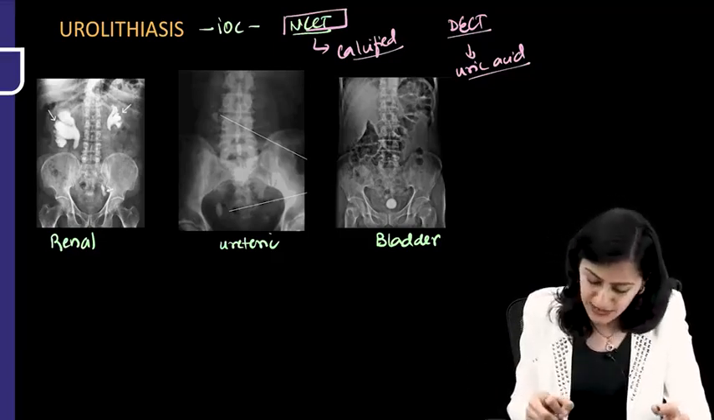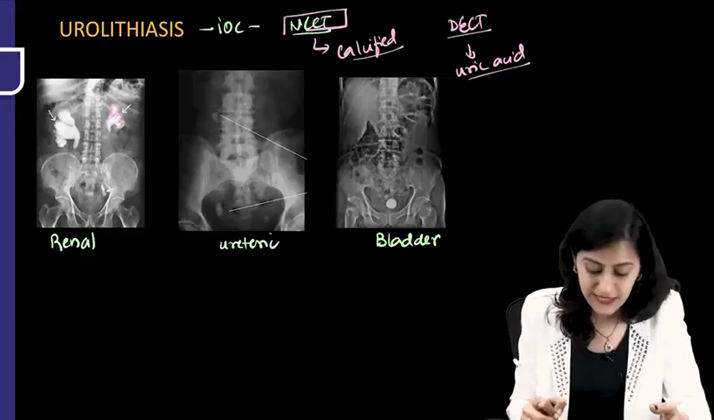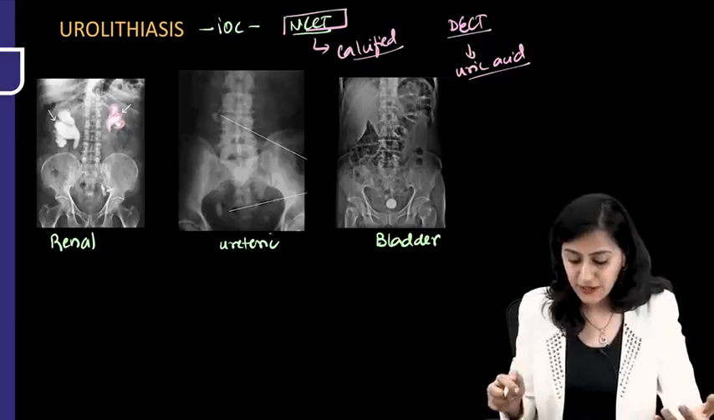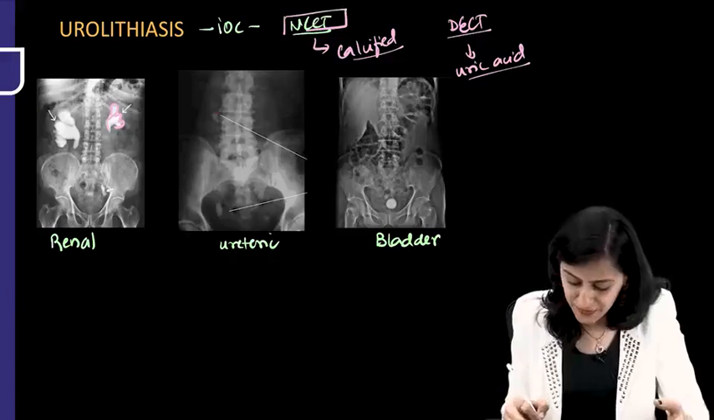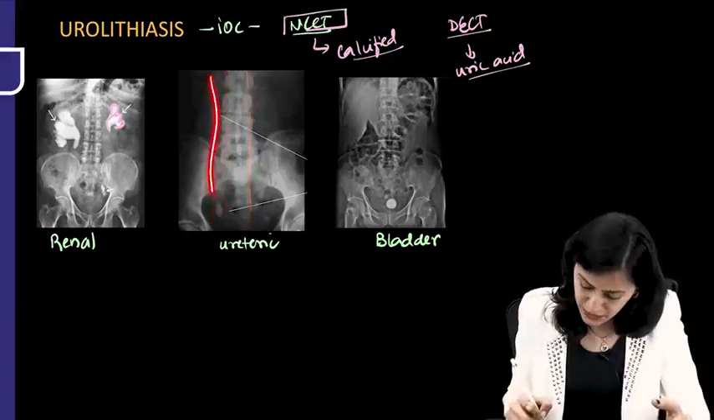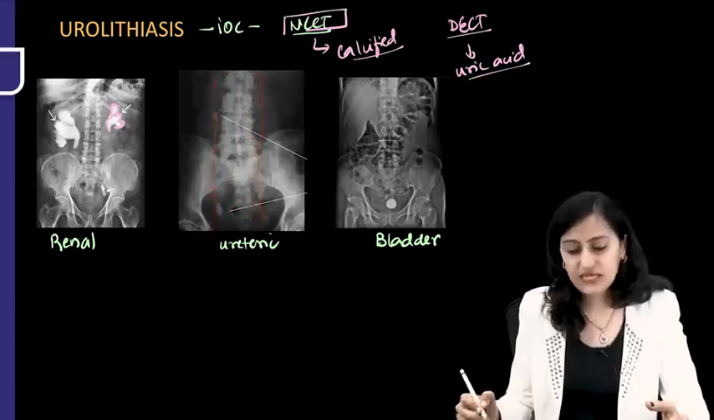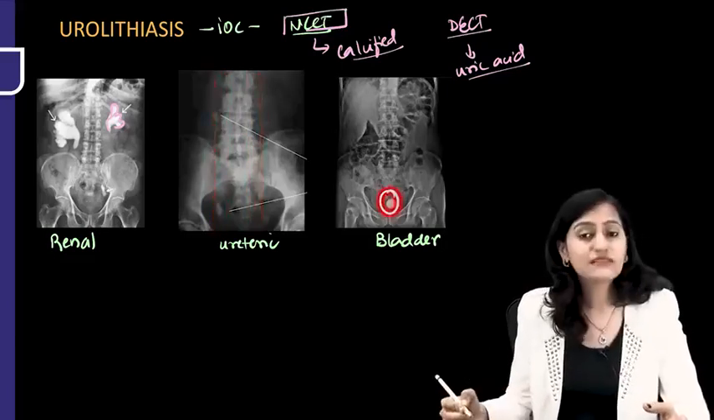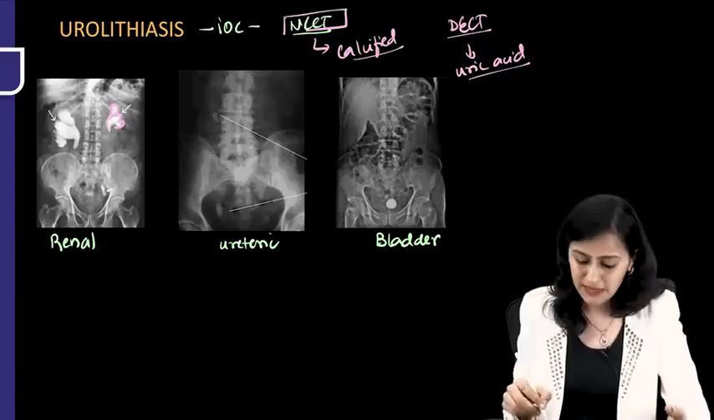Now, urolithiasis, you have the stone in the kidney. This is like a staghorn calculus following the pelvic-calyceal system. If you see the stone in the paravertebral position, that is where the ureter goes. So that is ureteric calculus. And if there's a stone in the bladder, in the pelvis, then it's a bladder calculus.